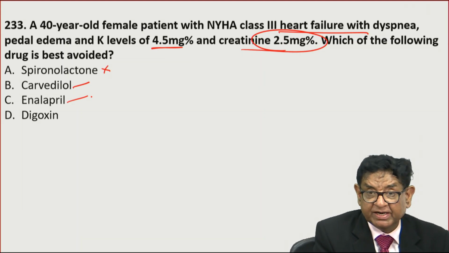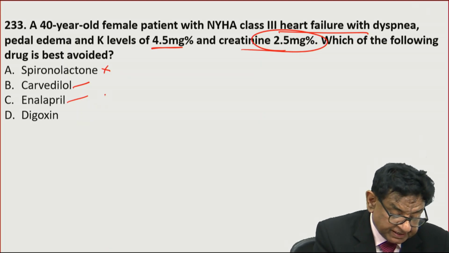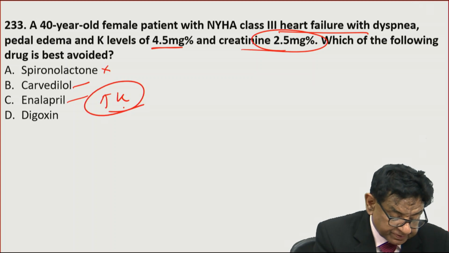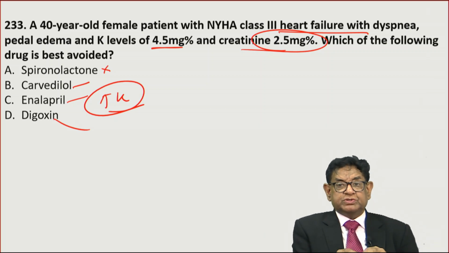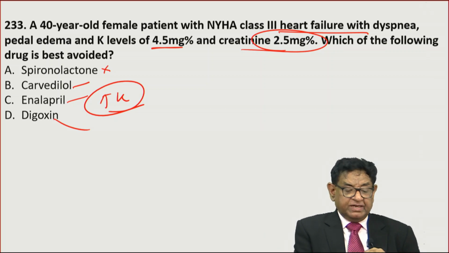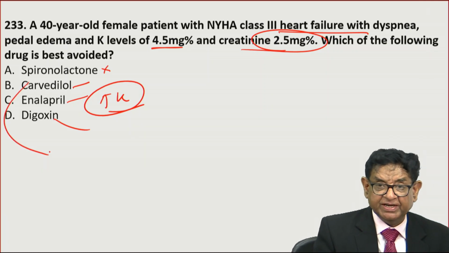Enalapril again is one drug we never use in CRF, because this is an ACE inhibitor, it can lead to hyperkalemia. Same for digoxin also. In chronic renal failure we do not use them. In fact, these are 3 drugs that we don't use in renal failure. Carvedilol is the one drug that we can use very safely in renal failure.